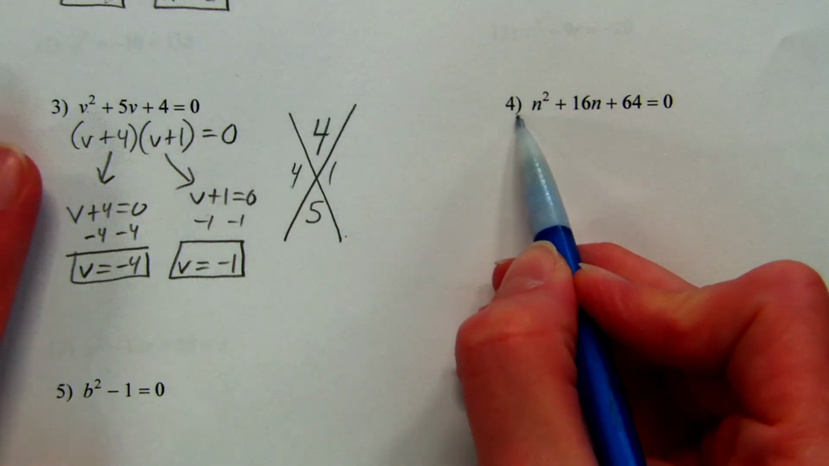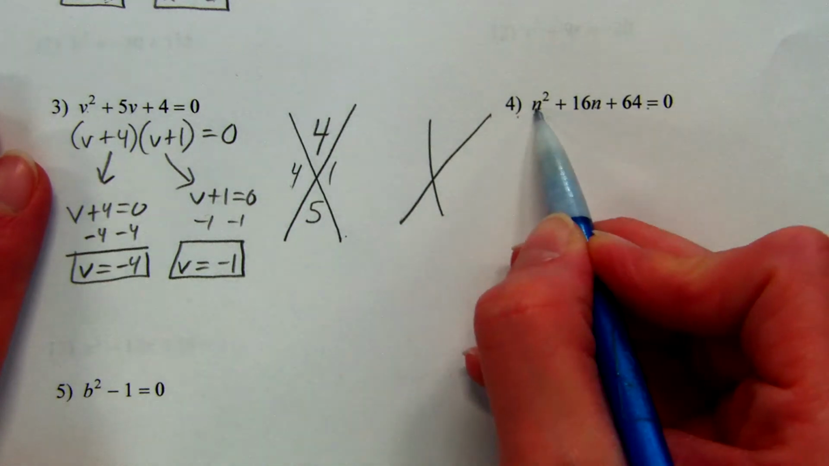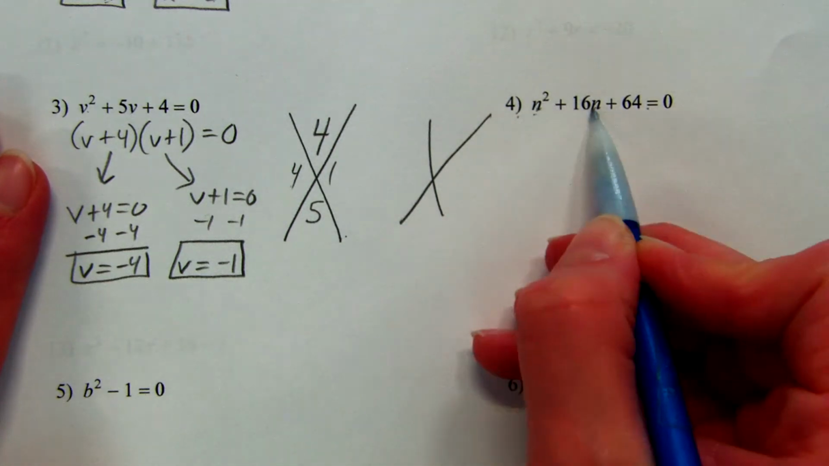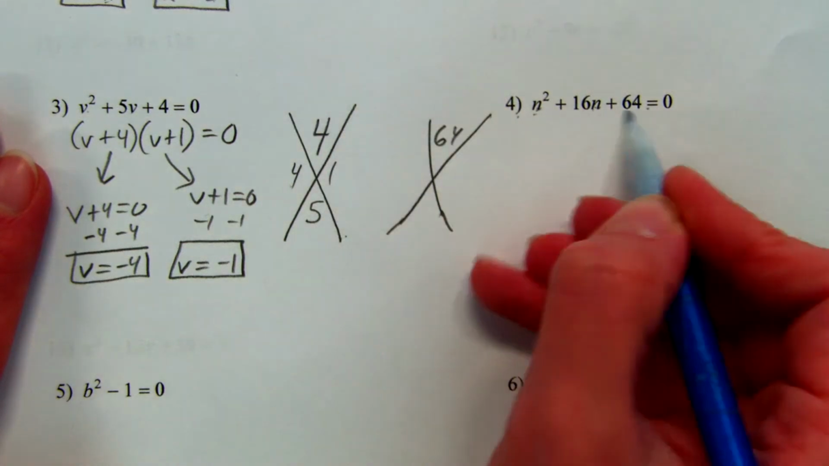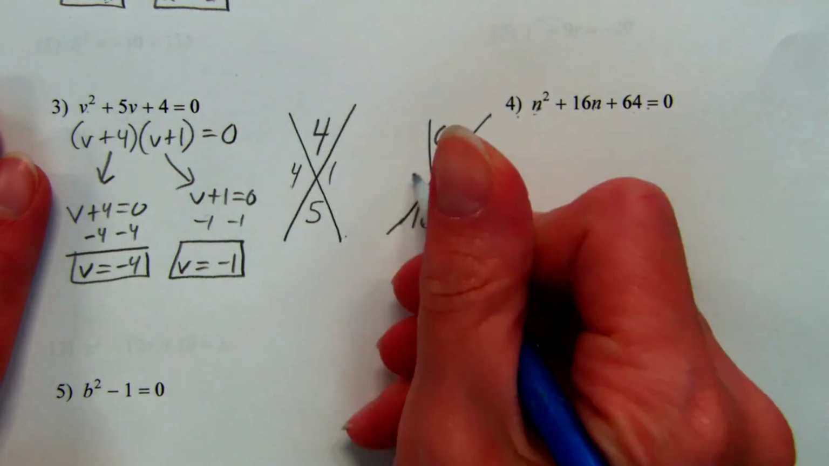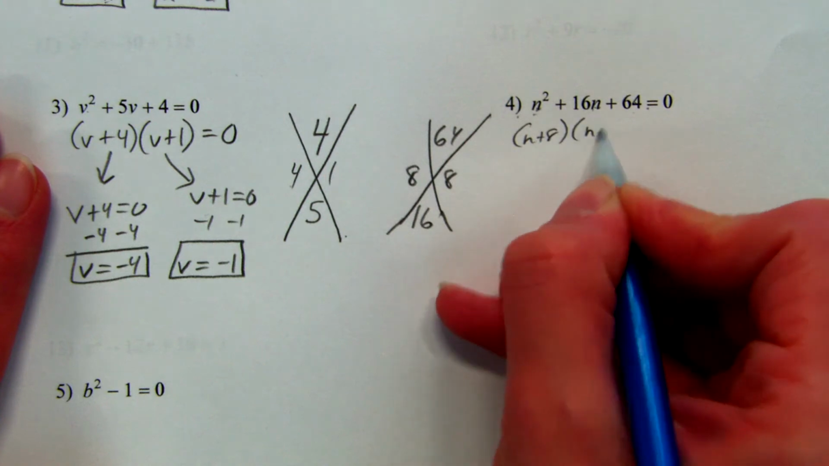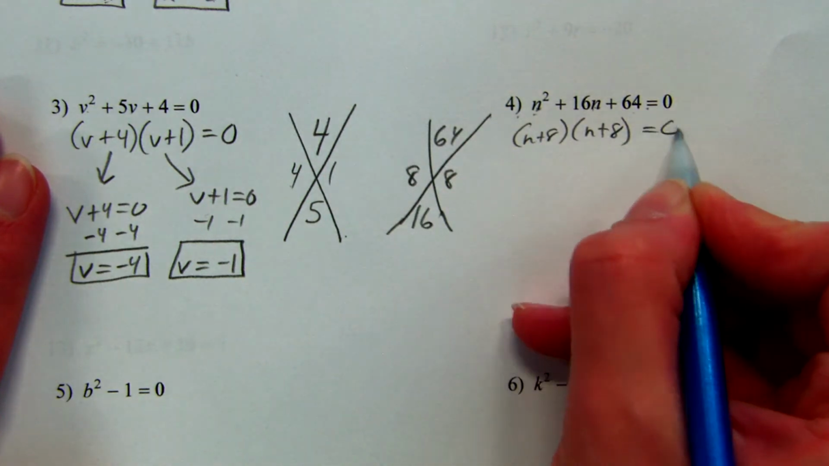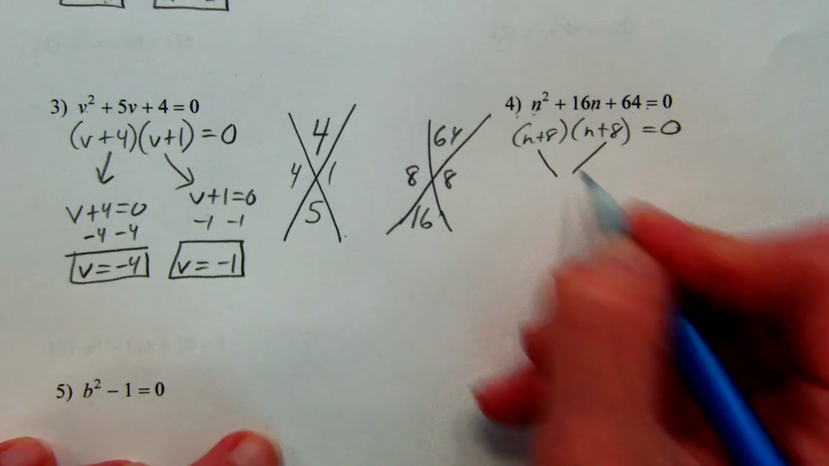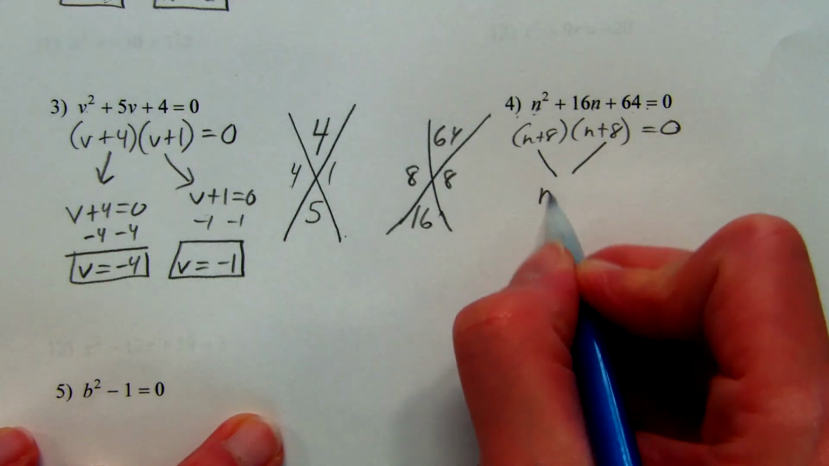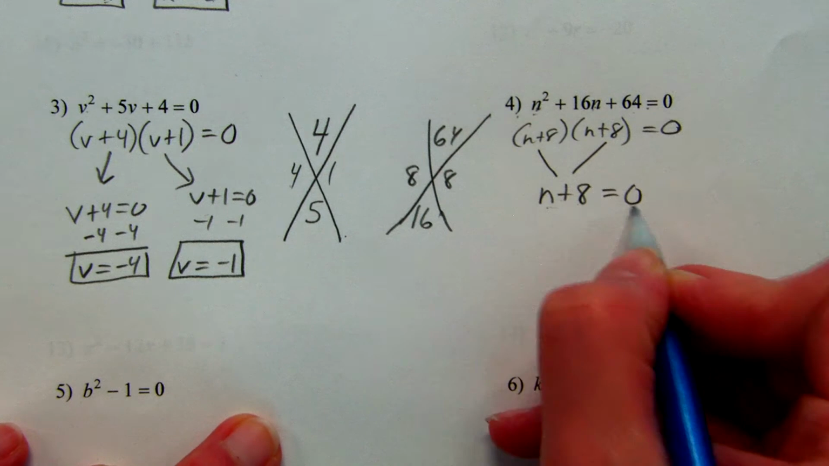Okay, so on number 4, same kind of equation. We've got the 3 terms: quadratic term, linear term, constant term. So we're multiplying to get 64, adding to get 16, so that would be 8 and 8. So I'd have n plus 8 and n plus 8 equals 0. And you could write it n plus 8 squared if you want. So really, I'm only going to have to solve this one once because you're going to get the same answer both times. So we have n plus 8 equals 0.